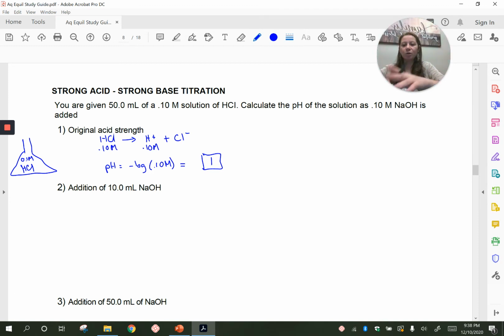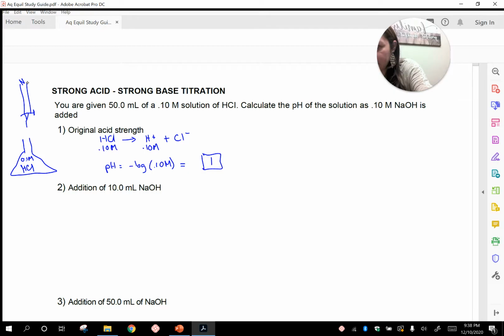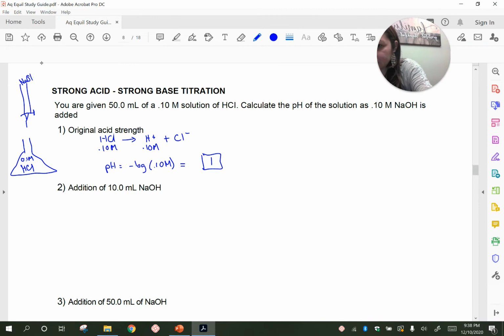Now, I'm going to go ahead and add some NaOH to it. So I'm going to open up my burette. Pretend that's my burette, and I'm going to add some NaOH in here. To my 50 mL of HCl, I'm going to add 10 milliliters of the NaOH, and it just so happens that they're both 0.1 molar. So what do we do? Well, whenever you have a titration, you're adding an acid with a base together, they react.